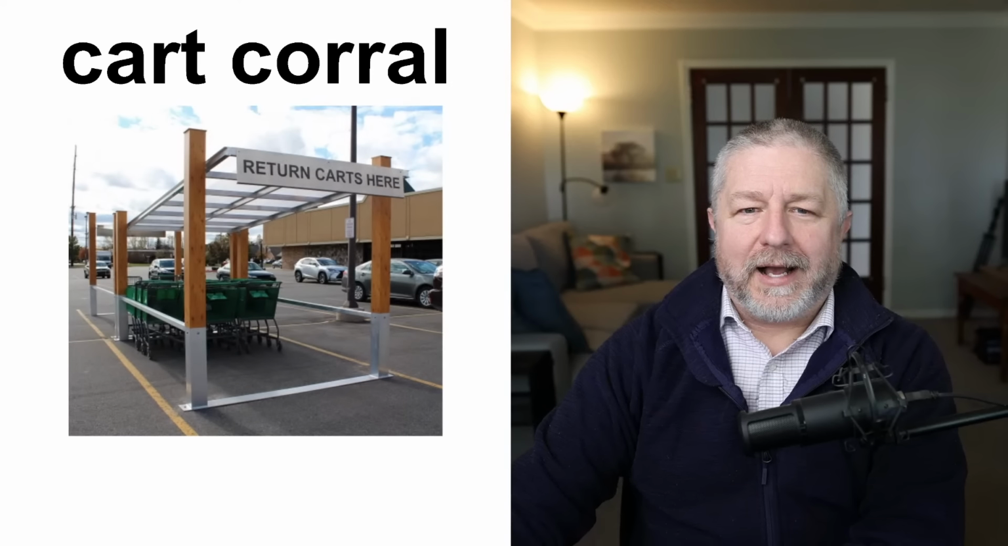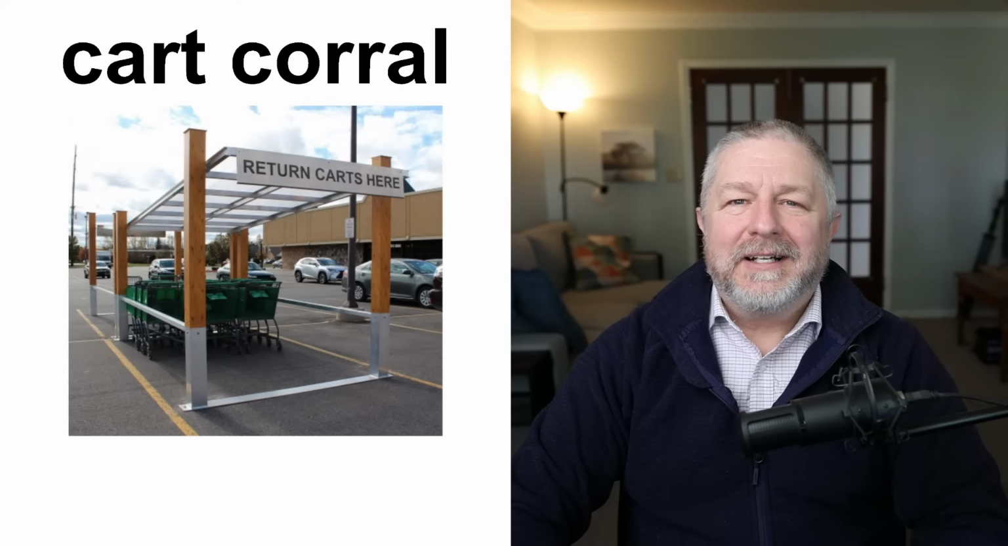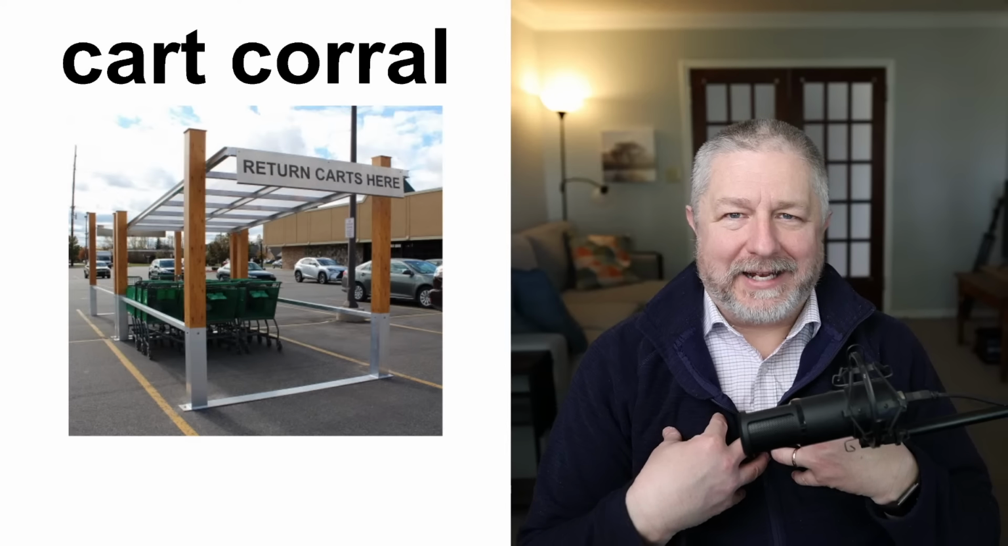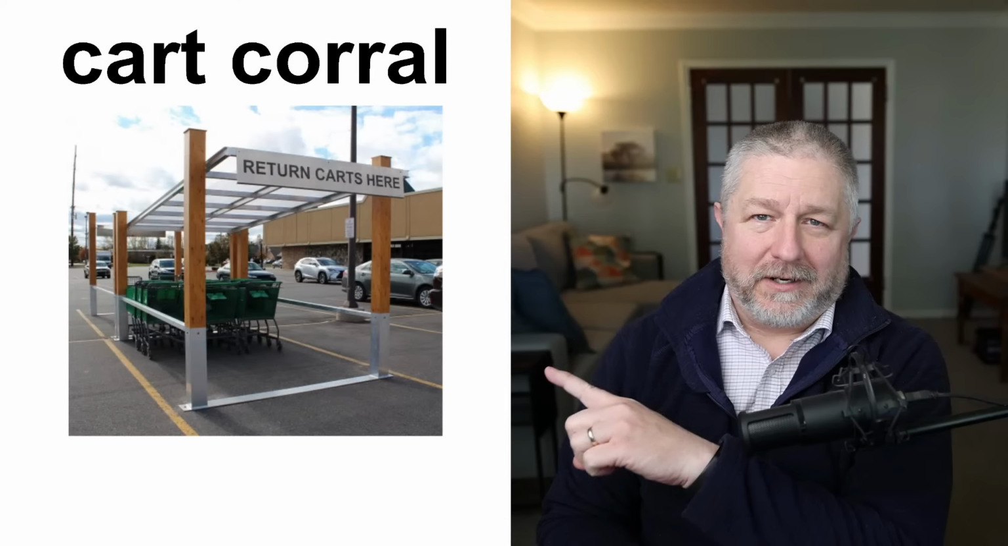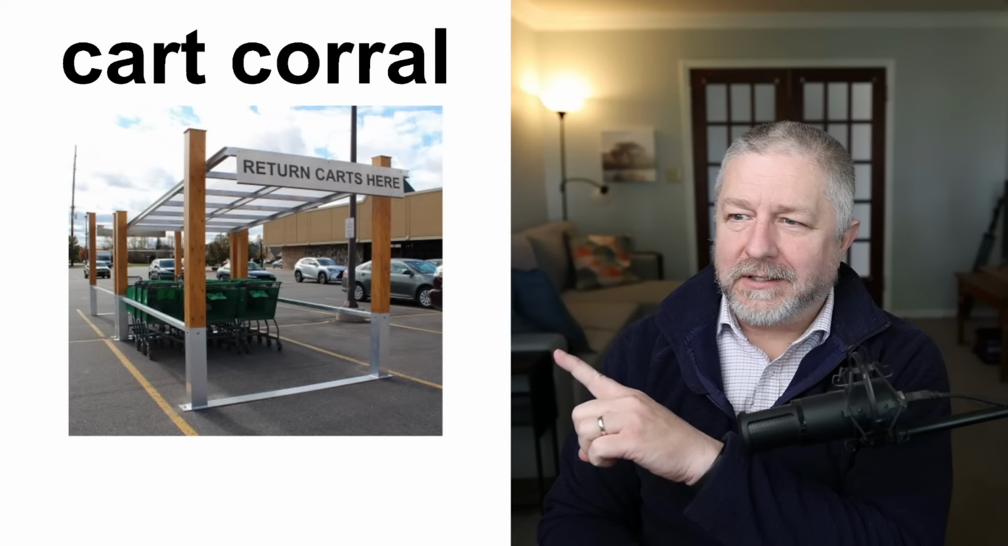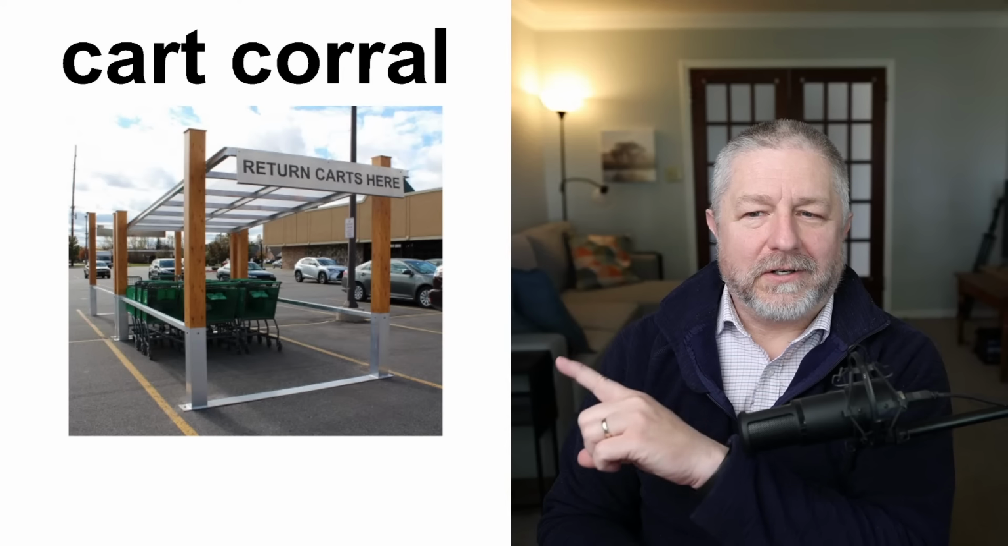Cart corral. I don't know if that's what these are called in other English-speaking countries, but in my part of Canada, if you go to the grocery store, there are grocery carts. I think they call them trolleys in the UK. There are grocery carts, and when you are done using it, you put it in the cart corral.